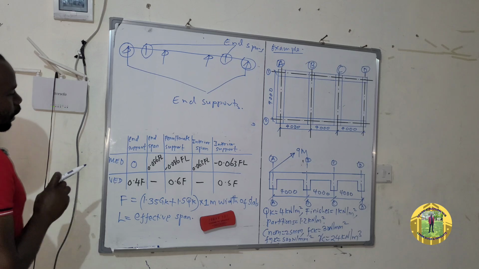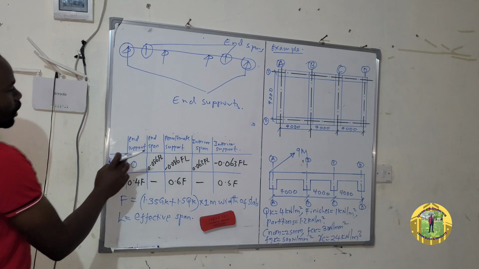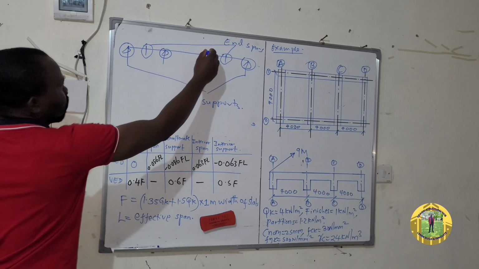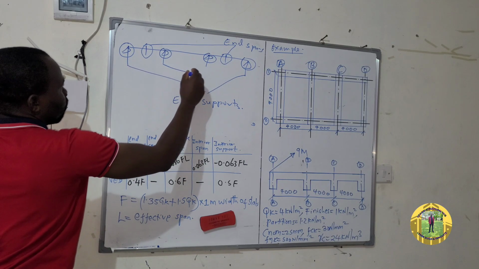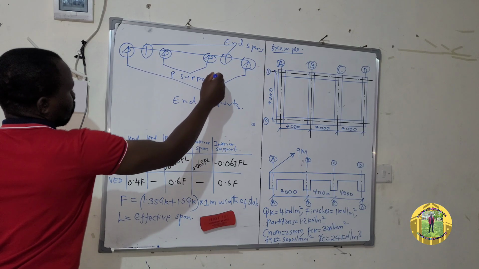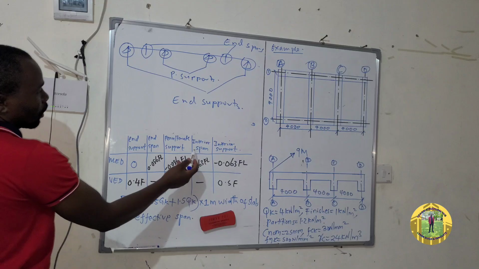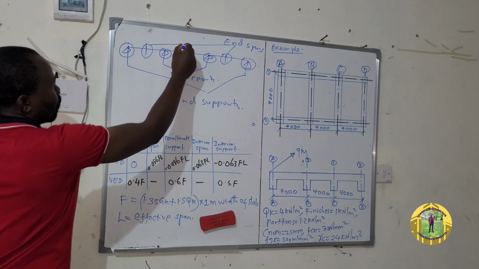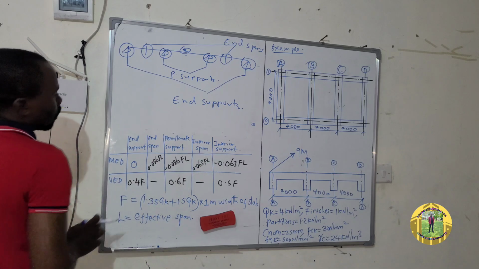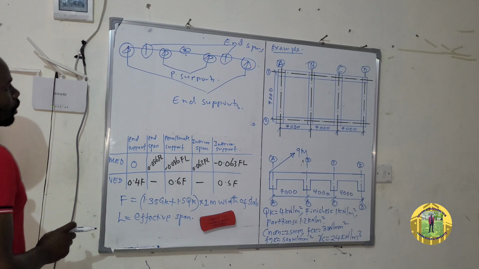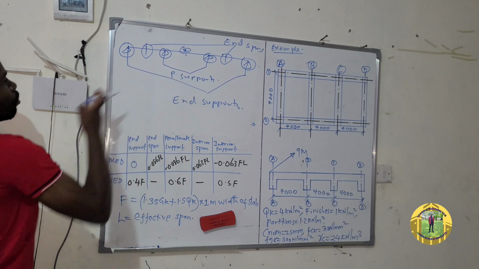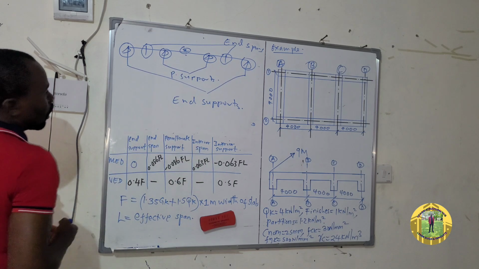Penultimate support is the support which comes after the end support. So this one here, this one and this one are the penultimate support. And then we have the interior span. So here, this one is the interior span. And then the interior support. The interior support is the one which comes after the penultimate support. For such a slab, there is no interior supports.